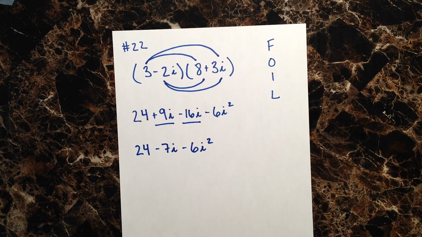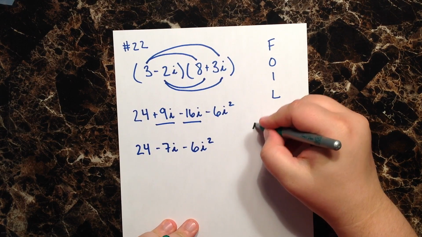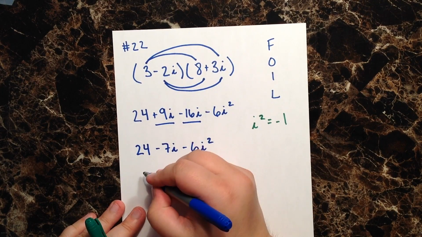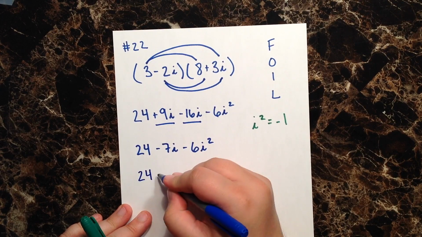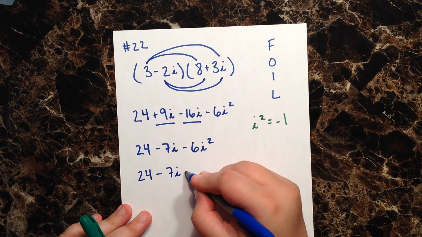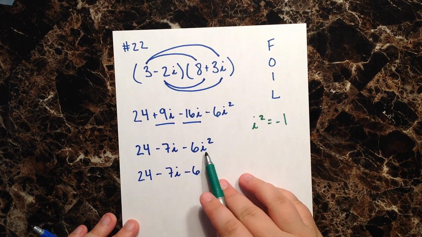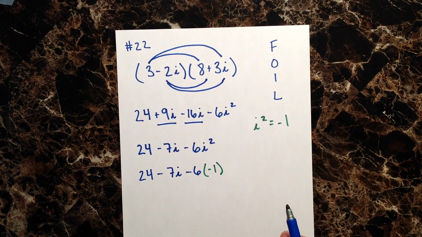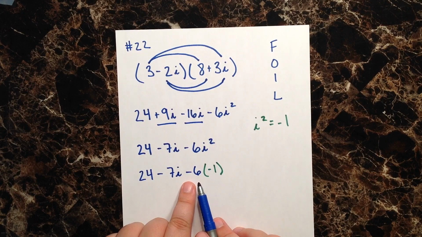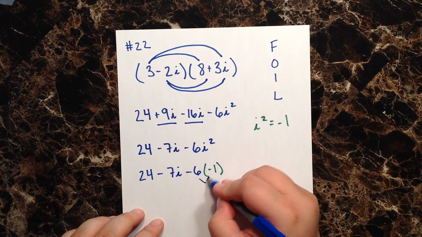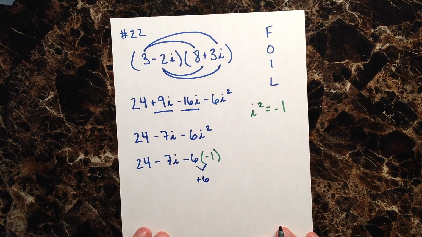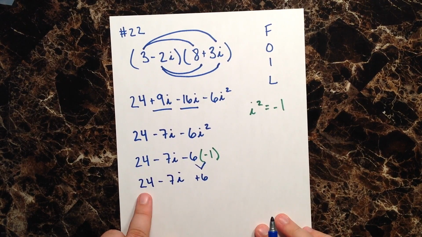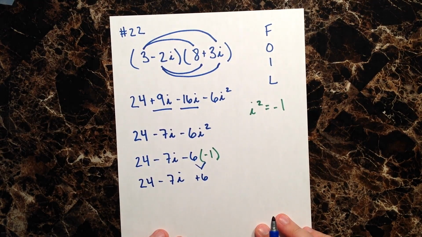And hopefully you'll recall that i squared equals negative 1. And so really at the end here, if we rewrite this whole expression, we'll have 24 minus 7i minus 6. And now if i squared equals negative 1, we can plug in a negative 1 there. And what happens is we end up multiplying negative 6 times negative 1. Well, that really gives me a positive 6, doesn't it? And so if I were to rewrite this expression one last time, I get 24 minus 7i plus 6.